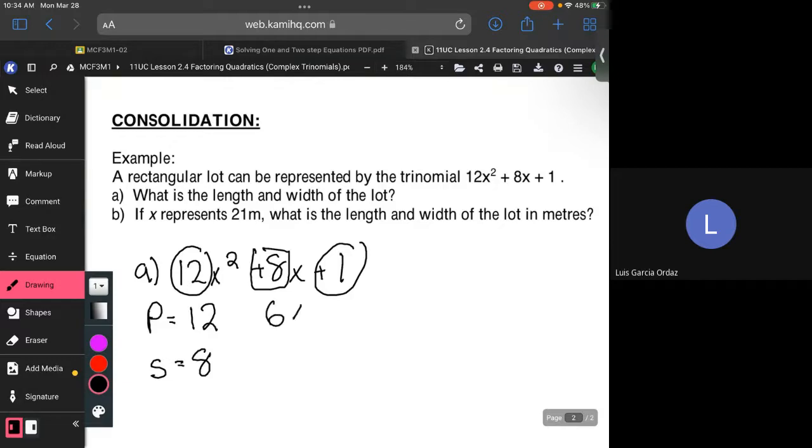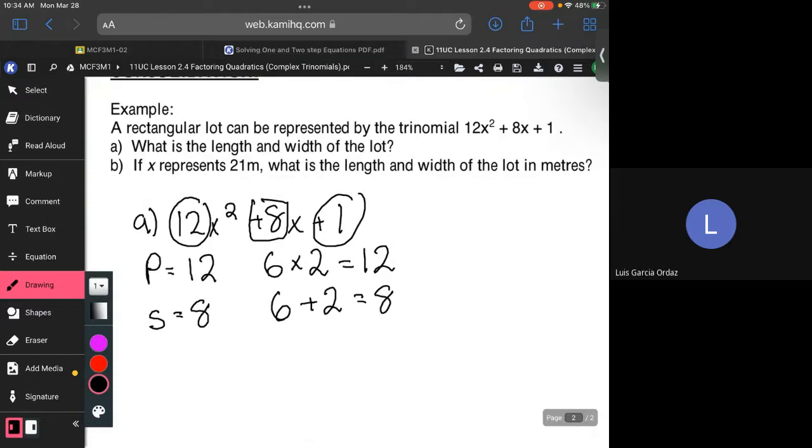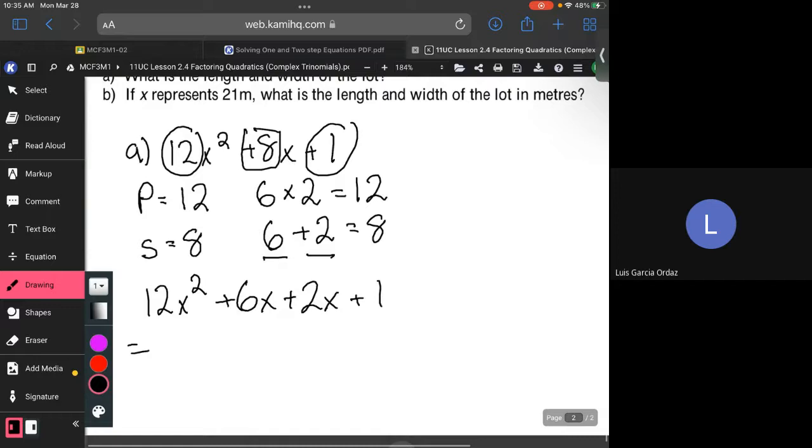That gives me 12. And what's 6 plus 2? 8. So, like I said, my first term stays the same. So 12x squared stays the same. What do you guys want to write next? Plus what? 6x? Yep. Plus 1. So now let's factor by grouping.